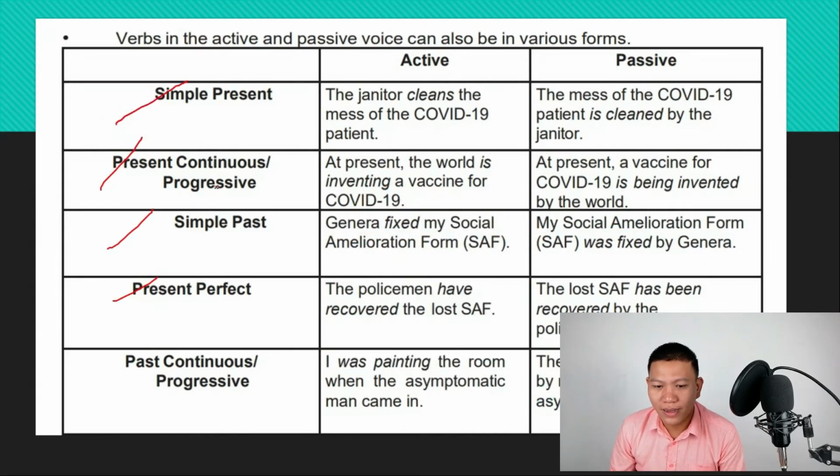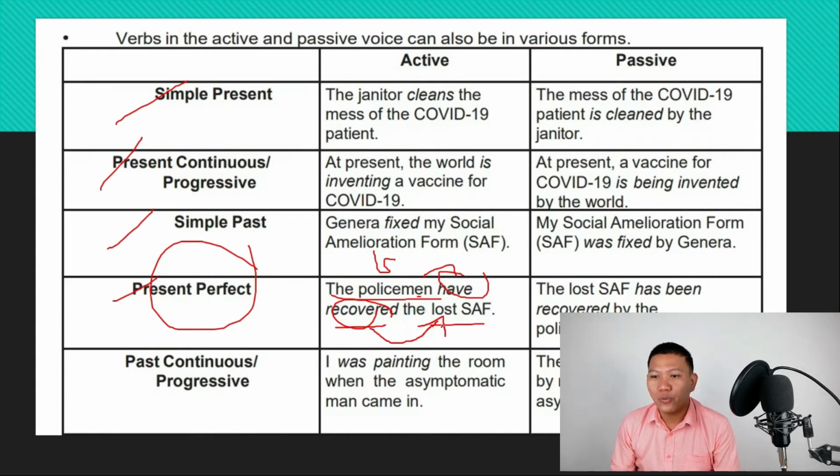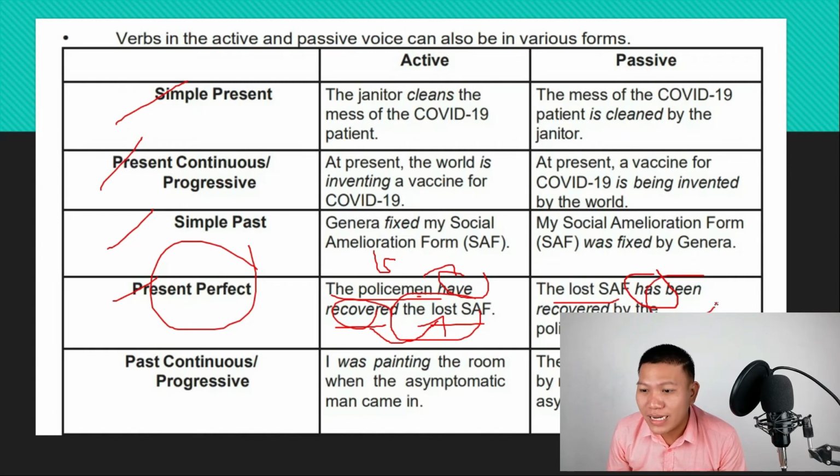Next. Okay, present perfect. This time we have to recall the perfect tenses of the verb. Okay, the policemen have recovered the lost staff. Policeman is the subject. We use have since it's plural, and then plus past participle form of the verb. Recovered what? The lost staff. So when we convert it, we will take the lost staff, and then is it singular or plural? Oh, it's singular. So has instead of have, because we changed already the subject. Has, and then we add been. Okay, we add been plus past participle form of the verb. The lost staff has been recovered by whom? By the policeman.